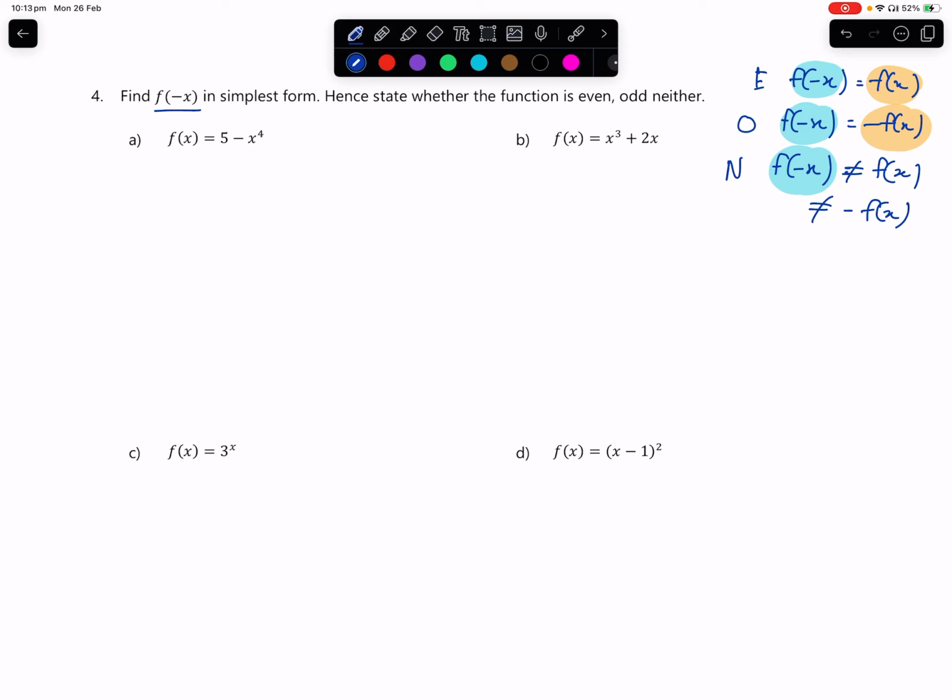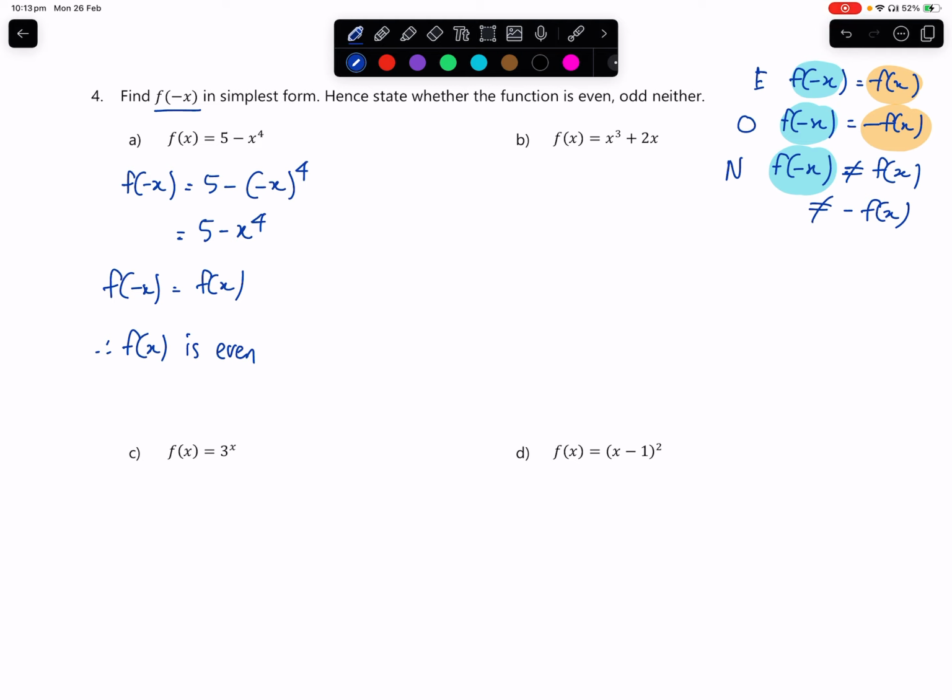Okay, so if I find f of -x, I'll have 5 minus (-x) to the power 4. Okay, and if you raise a negative to the power 4, it will be x to the power 4. Okay, now that means this and this are the same. If they are the same, that means we can write f of -x equals f of x. And that satisfies the even property. So therefore, f of x is even.